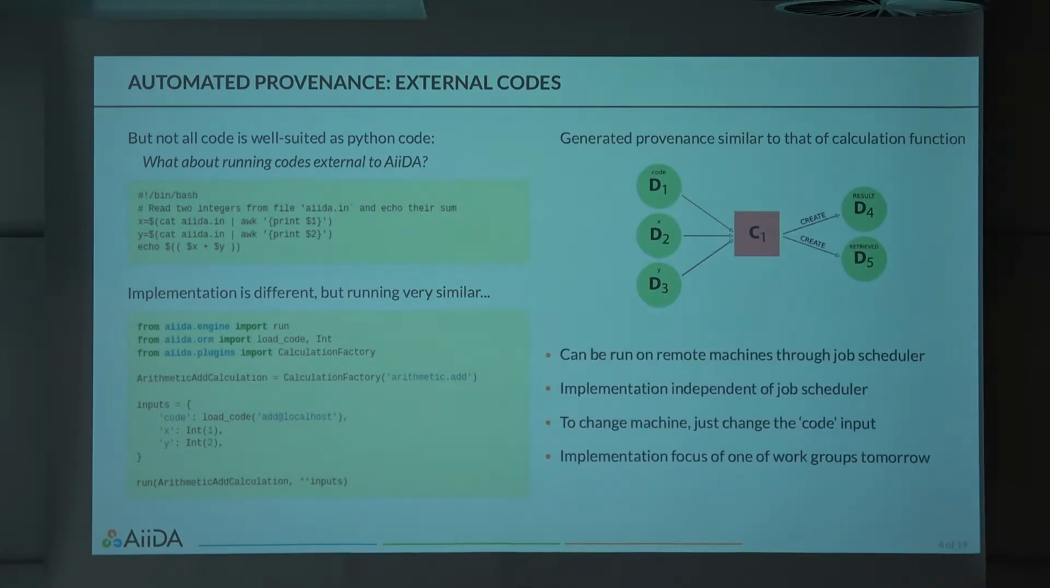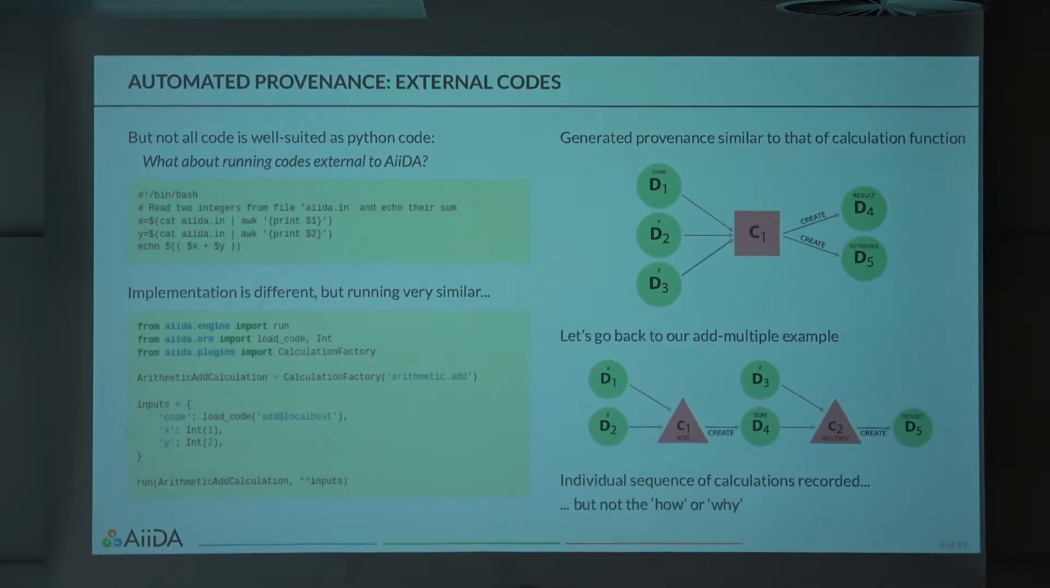So the advantage of these calc jobs is that they can be run on remote machines. The calc functions you run on your local machine in your interpreter. But these calc jobs you can run on remote machines that connect through SSH, through job schedulers. Again, you configure this once through the code. And so then if you change to a machine that uses Slurm or Torque, or we have lots of plugins, you don't have to change anything here. AiiDA will take care of it. And as I said, the implementation of such an example will be the focus of one of the work groups tomorrow.